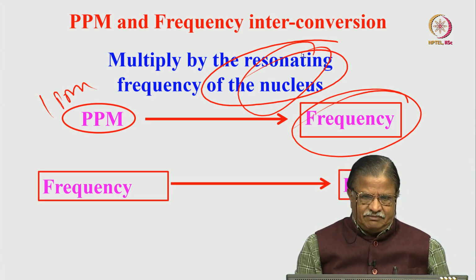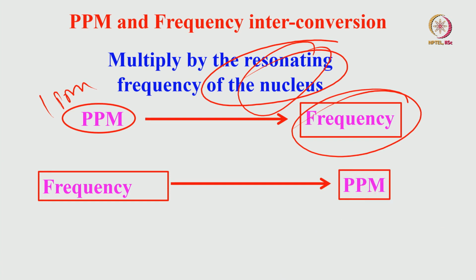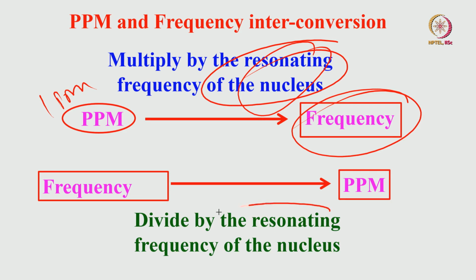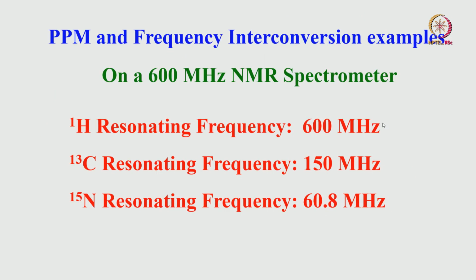If I know the frequency, let us say I do not know the ppm, I have a spectrometer and I measured and got the spectrum, and its frequency is some value. How do you convert it to ppm? Simply divide by the resonating frequency. If I know the value in frequency, divided by the spectrometer frequency, leaving aside the megahertz part, then what you get is ppm. If you know the value in ppm, simply multiply by the resonating frequency, leaving aside the megahertz component, and you get the frequency. This is how ppm and frequency are interconvertible for any spectrometer.